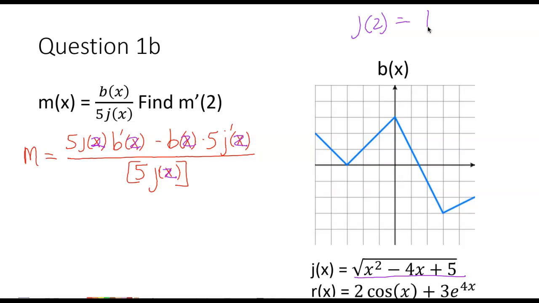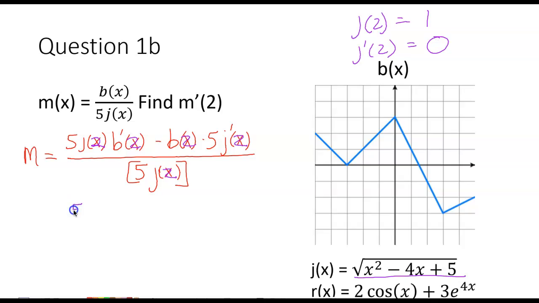And we also found j prime of 2. J prime of 2 turned out to be 0. So if you want to see how we got that, rewind to question 1a and you'll see how we got j prime of 2. All right. So let's go ahead and begin here.